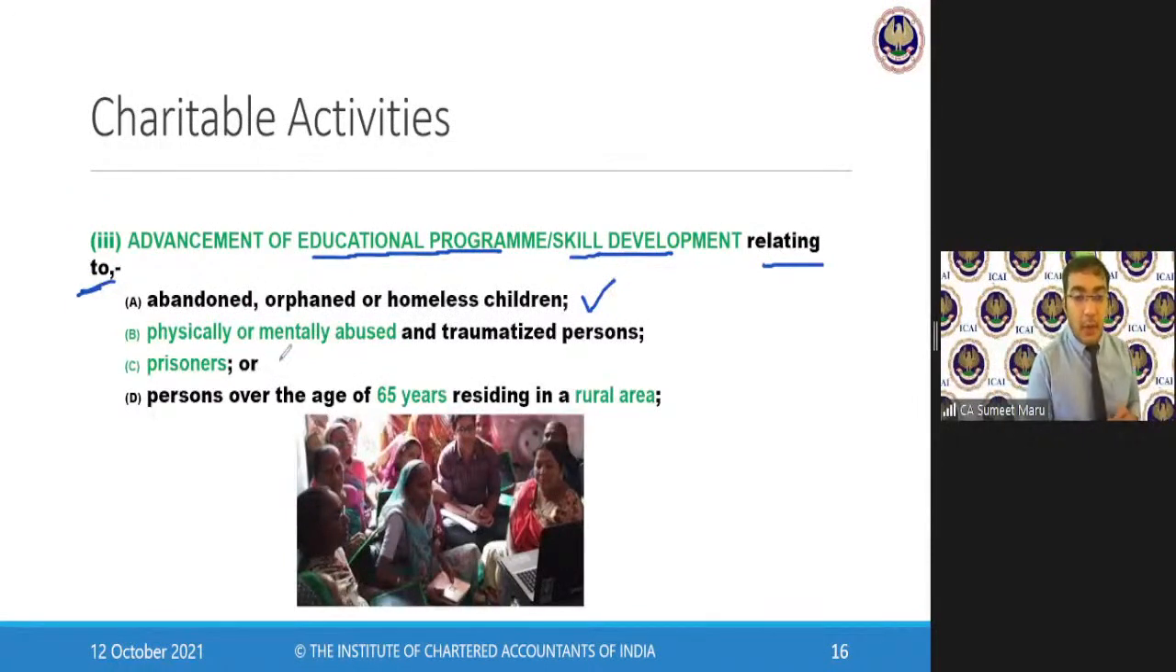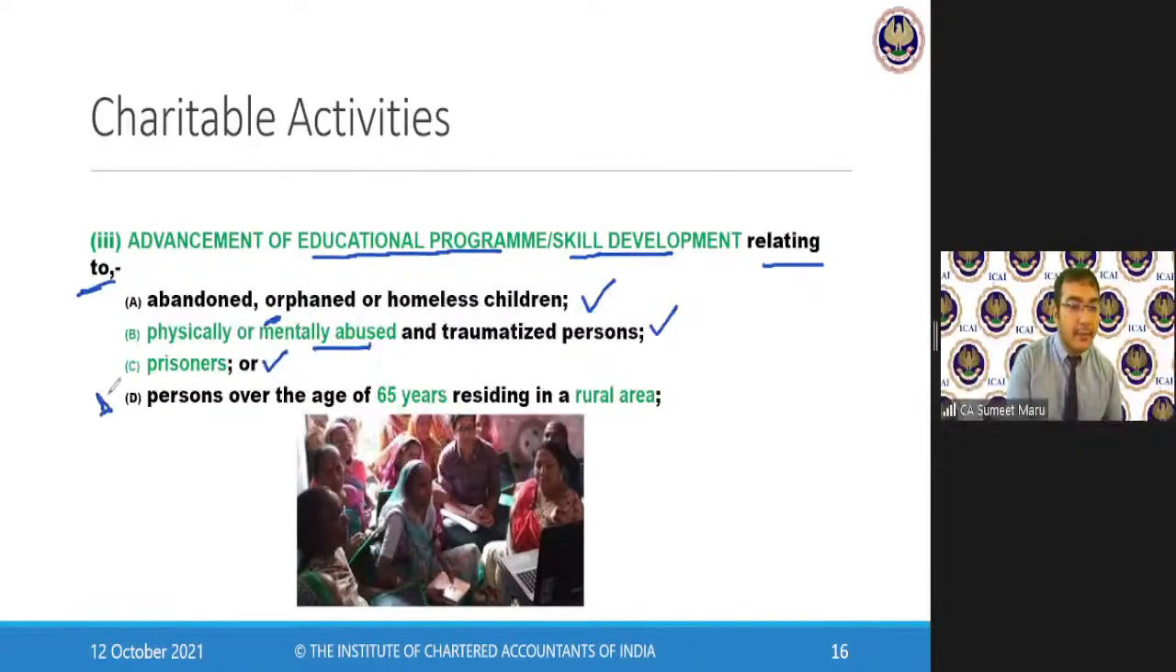Or if you are doing these programs for a physically or mentally abused and traumatized person. So if any person or any organization, or you get to know of any particular area where there are certain people who are physically or mentally abused or traumatized, and you are giving a skill development program or an educational program to them, then again you can claim an exemption here. Next, prisoners. If you go into prisons and take their skill development and educational programs, again you will be given an exemption.